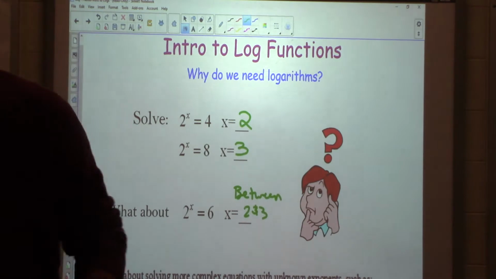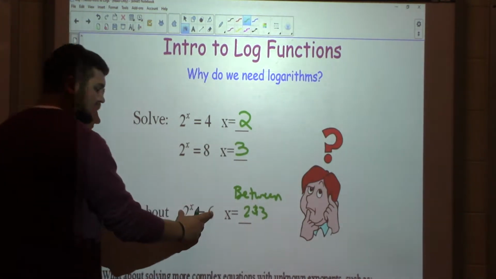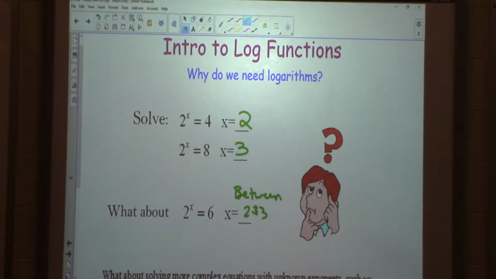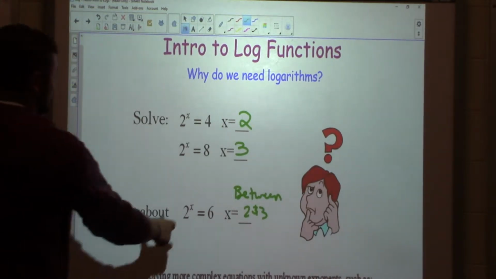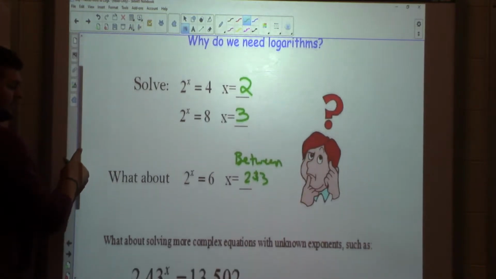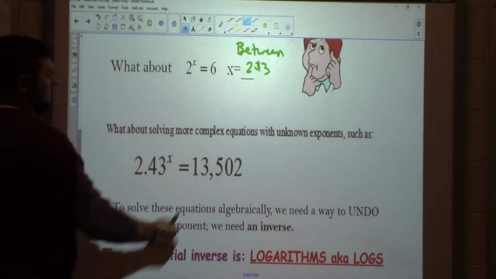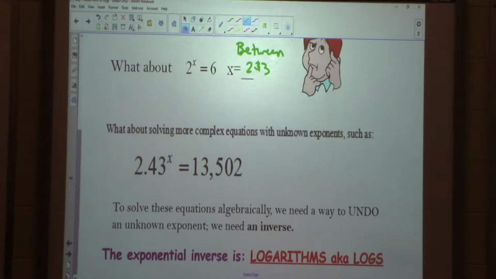Because what's going to happen is we'll be able to change this into a log function, and we'll put it into our calculator and find out what power 2 needs to be raised to equal 6. That's why we need logs. We can't figure all these ones out. They're not all nice like that. Especially when we get into things like 2.43 to what power equals 13,502. There's no way you can think of that. So we're going to change it to a log function, and we'll be able to actually solve it. So an exponential inverse is called a log or a logarithm.